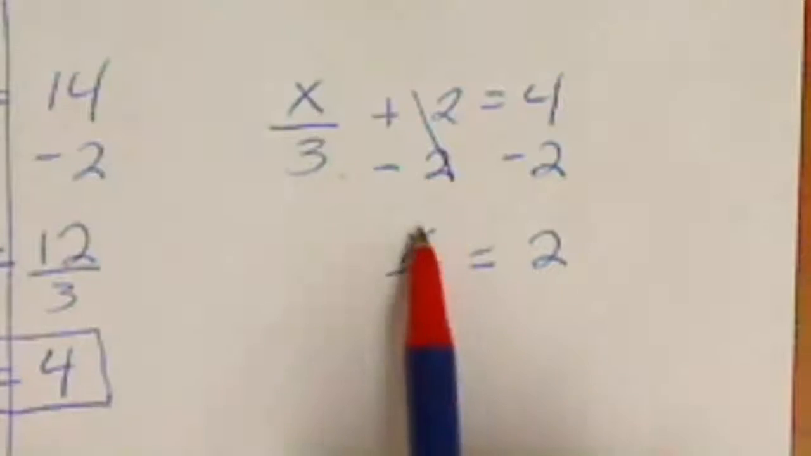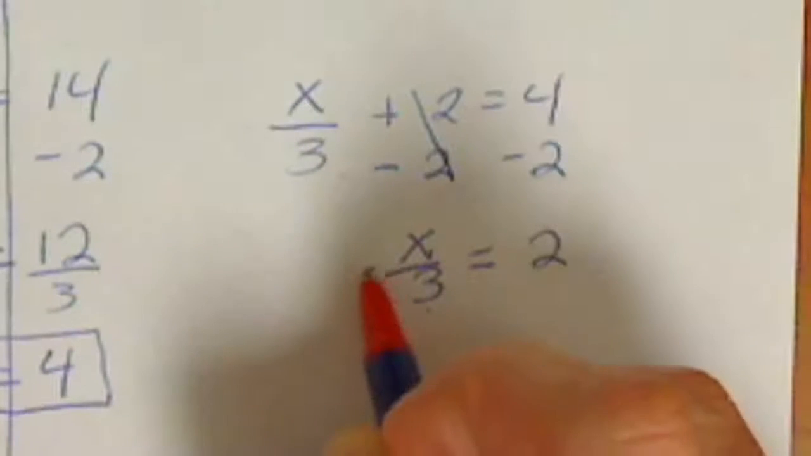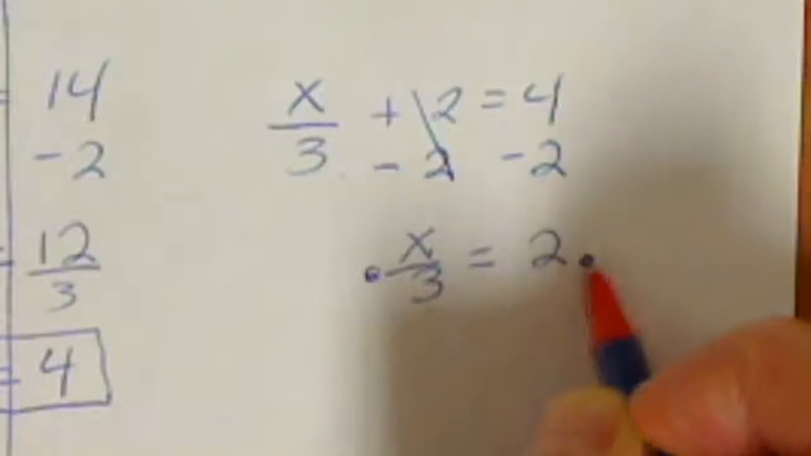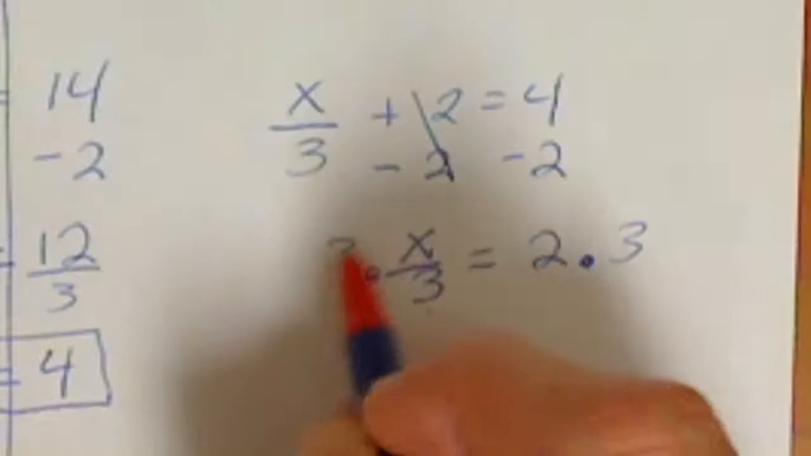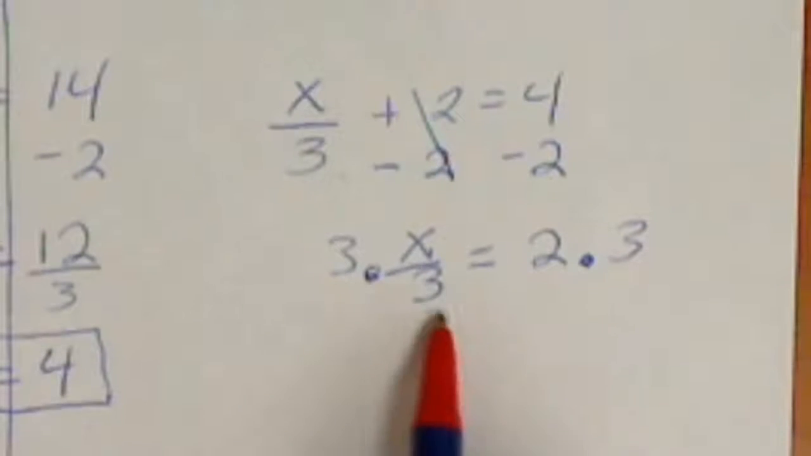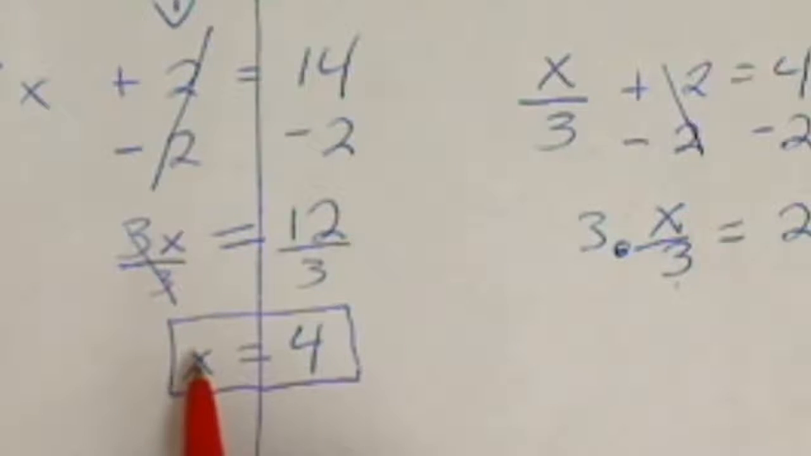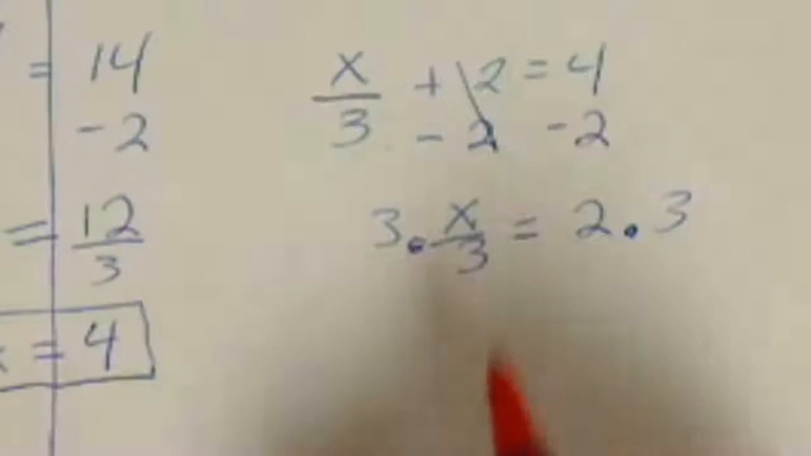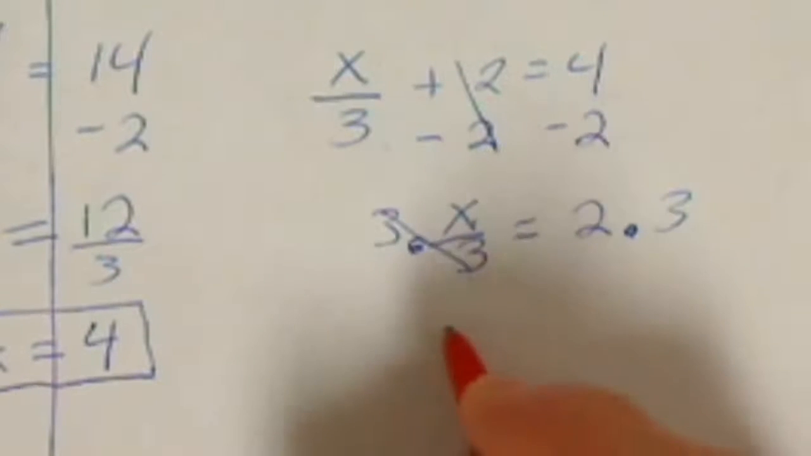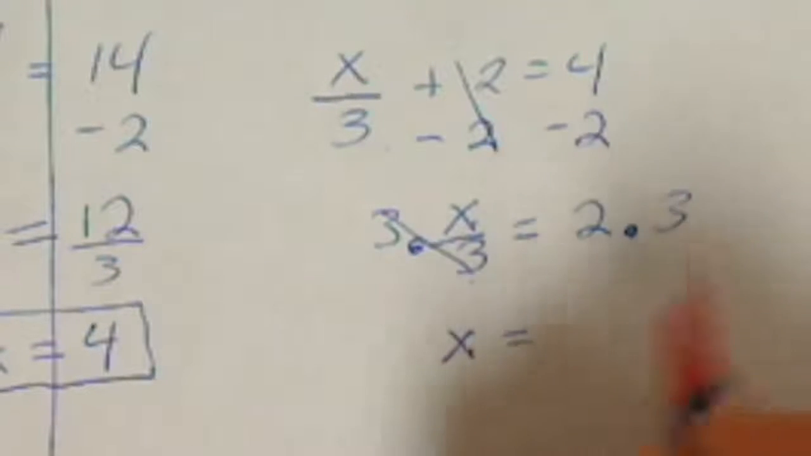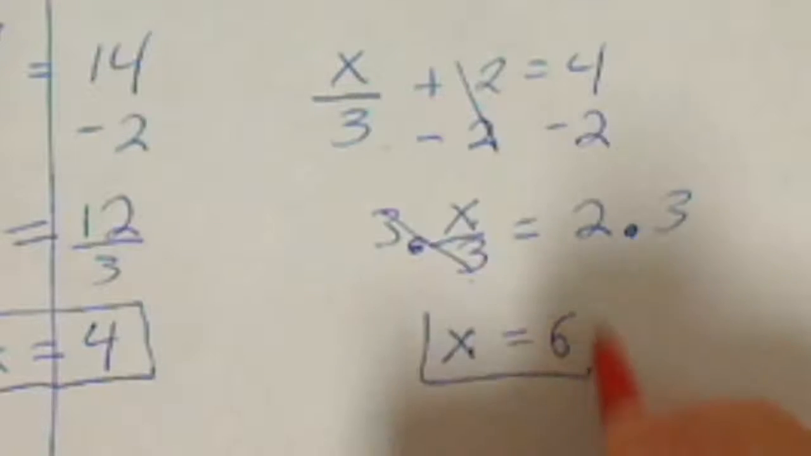Now, this says x divided by 3. So what's the opposite of dividing by 3? It's going to be multiplying, and what I do is just use the little dot for multiplying on both sides. If we multiply straight across, we're going to end up with 3 over 3, just like we ended up with 3 over 3 over here, and 3 over 3 is 1x. The same thing is going to happen over here. 3 over 3 cancels out to make 1x. And then 2 times 3 on the other side is 6, and that is your answer.